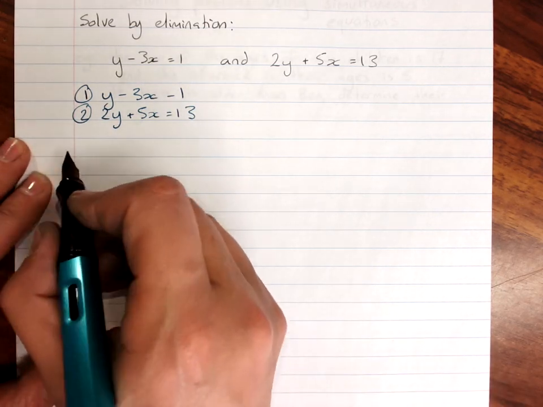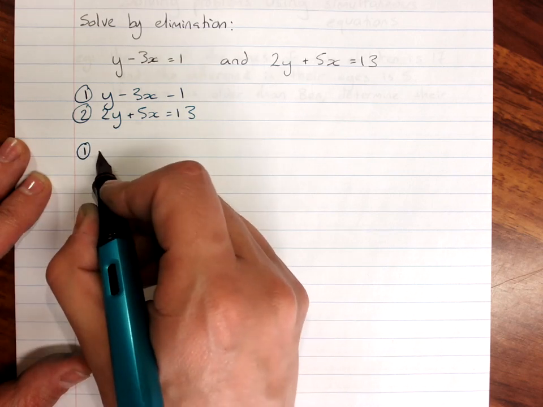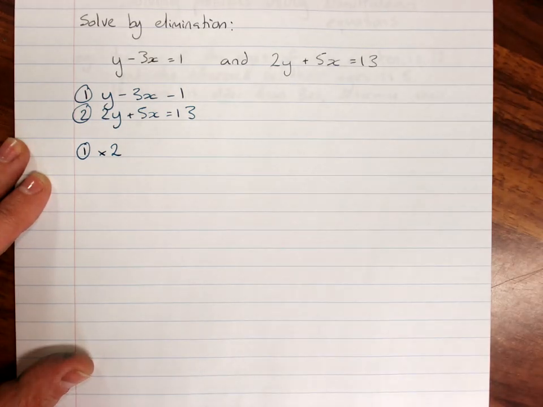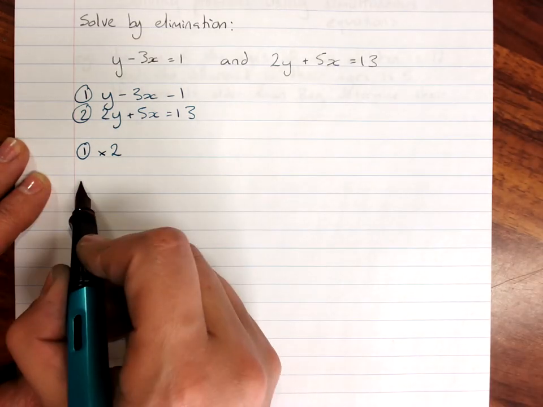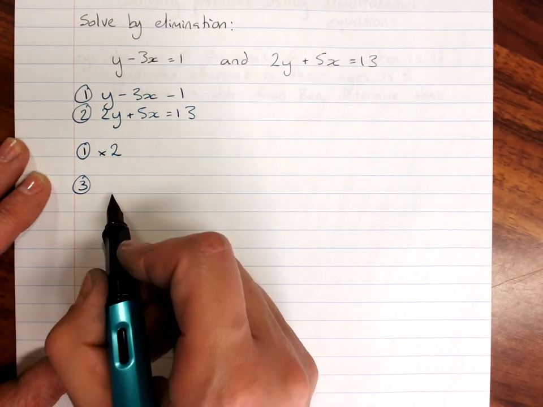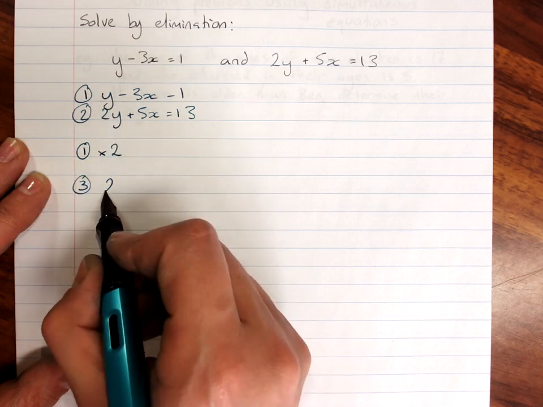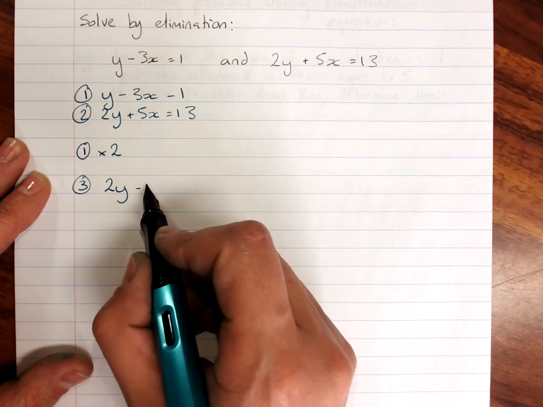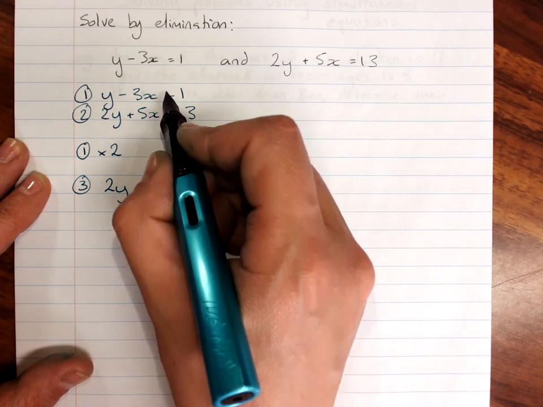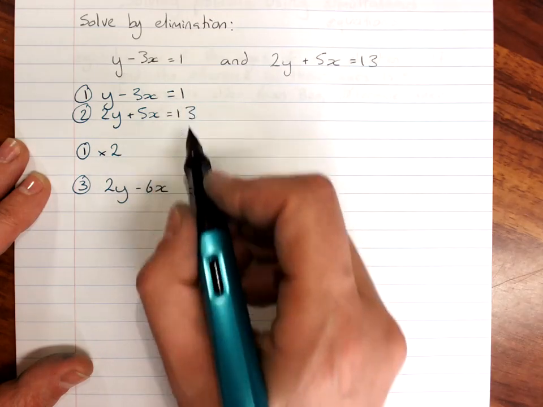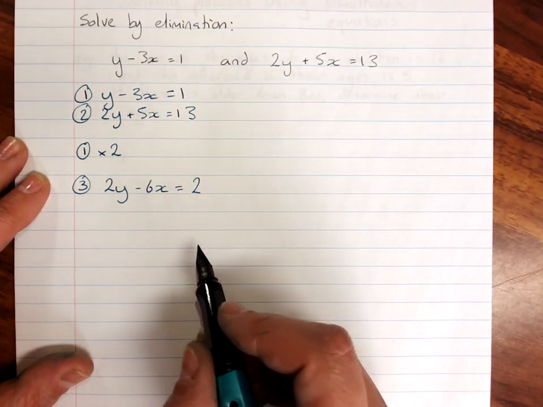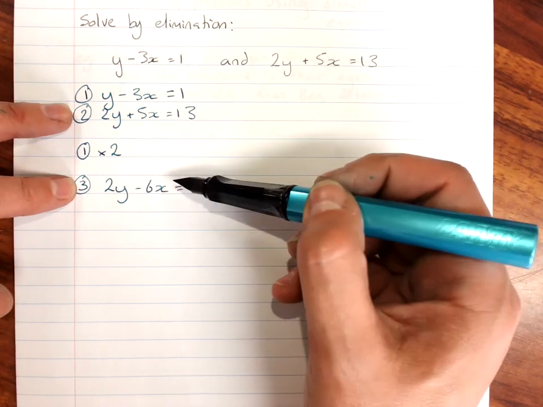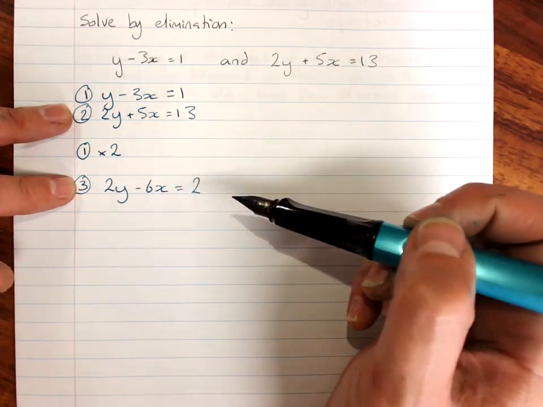You say what you're doing. I am going to do equation 1 times 2. That will become a new equation, which is now called equation 3. Y times 2, negative 3x times 2. Whoops, that's an equal sign, I'm sorry. And 1 times 2 is 2. Now I have equation 2 and 3 that I can use for elimination.